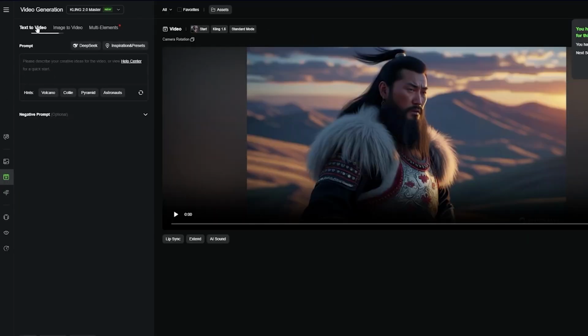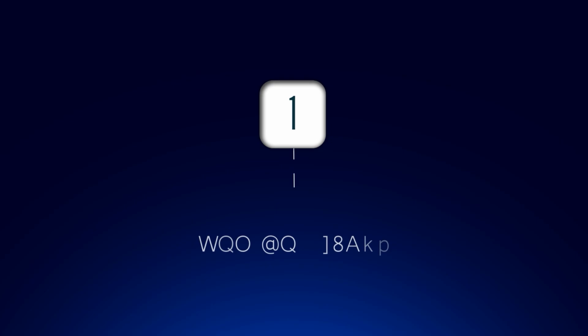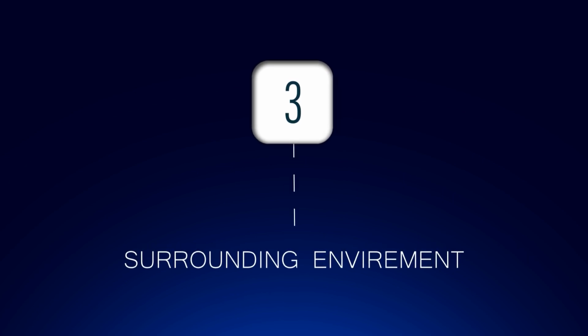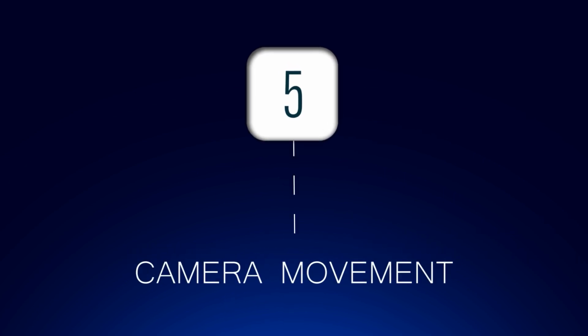Most users write prompts that are too vague or generic and then complain the results look bad. The secret to high-level videos is using what I call the 5-point cinematic structure. Who or what is in the scene, what the subject is doing, surrounding environment, lighting and mood, and camera movement.